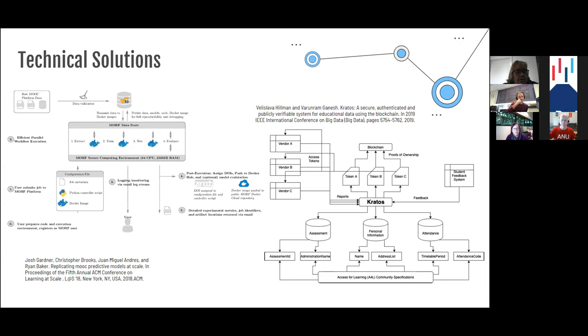Hillman and Ganesh, on the other hand, propose a system called Kratos that provides students and schools a log data along with comprehensive access to data that is otherwise siloed across systems and vendors. So the main idea behind Kratos is framed around the necessity to integrate data across a wide variety of educational platforms developed by different vendors that are being used in K-12 setting. This was slightly different. While MORF was focused on MOOCs, this was more in the K-12 space.